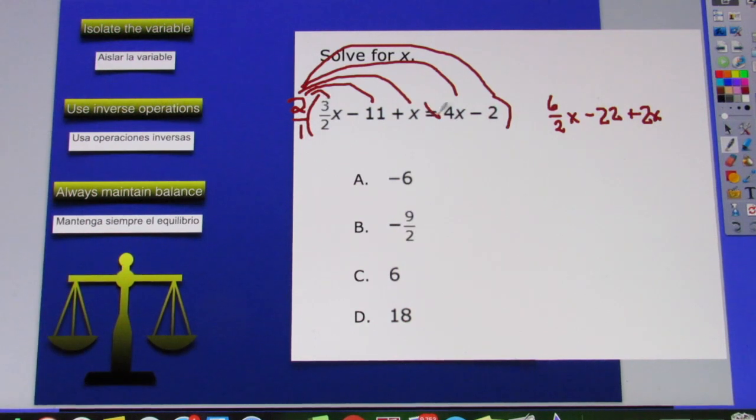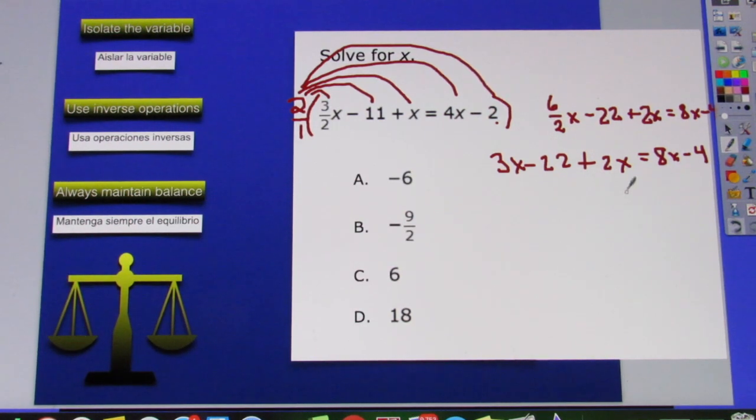And 2 times 4x, excuse me, I didn't mean to make that mark. 2 times 4x is 8x, so equals 8x. I hope I can leave myself enough room here. And 2 times negative 2 is minus 4. Okay. 6 over 2 simplifies to 3, so we're left with 3x minus 22 plus 2x equals 8x minus 4. We've successfully gotten rid of all the fractions.